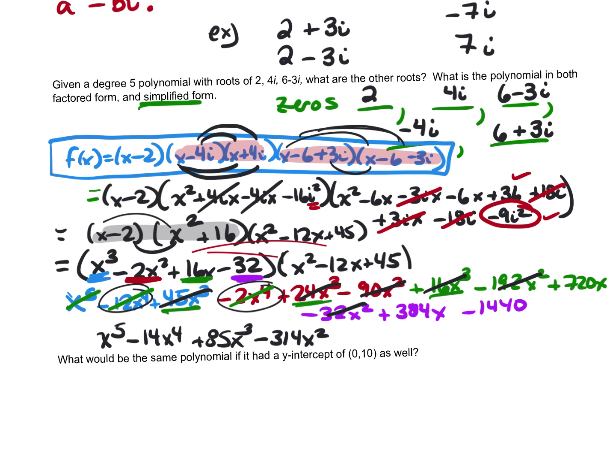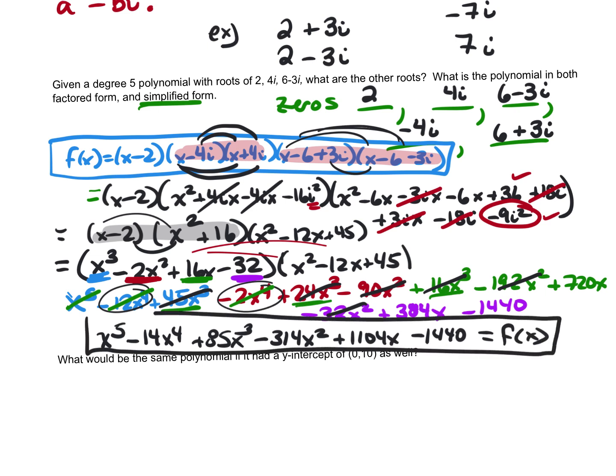That's all my x squareds. So it's really just a foiling problem at this point, but it's a huge, huge, huge foiling problem. So 1104x minus 1440. So this is my polynomial function in standard form. So obviously, this is in factored form up here, which is pretty nice. And this is the expanded form. We generally do not love the expanded form just for this reason. Okay? So this is a polynomial function that has those 5 zeros.